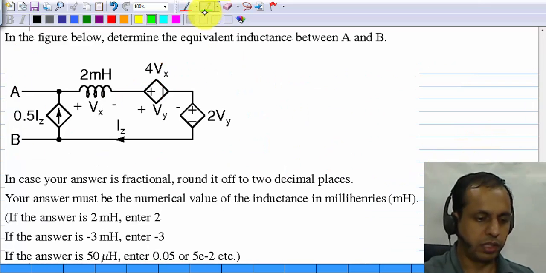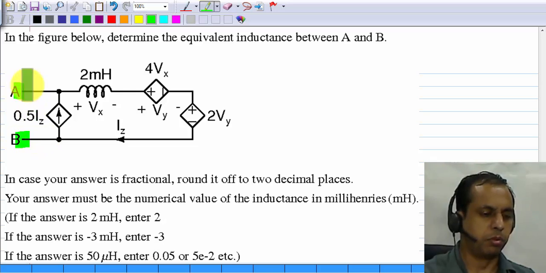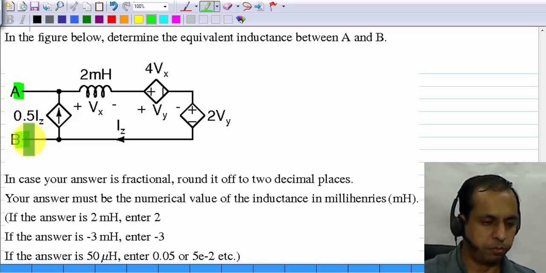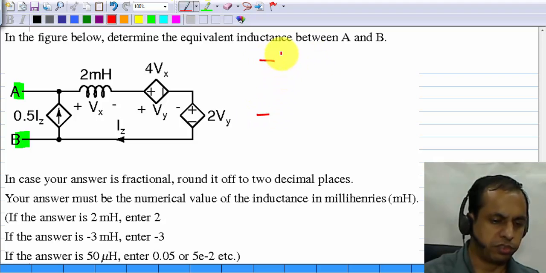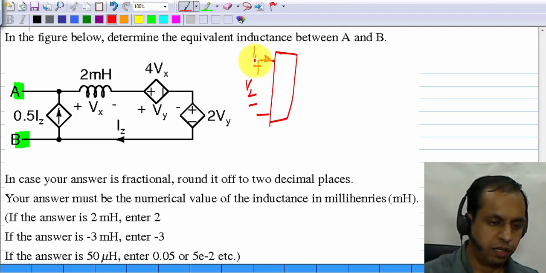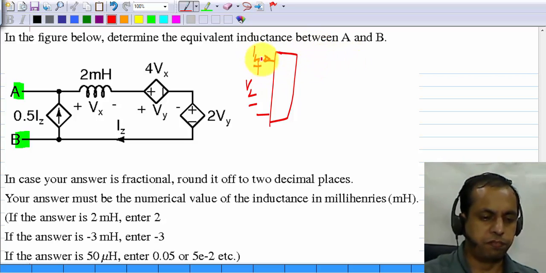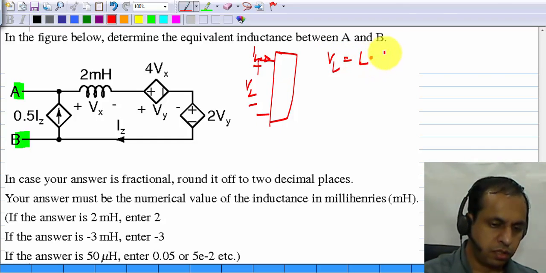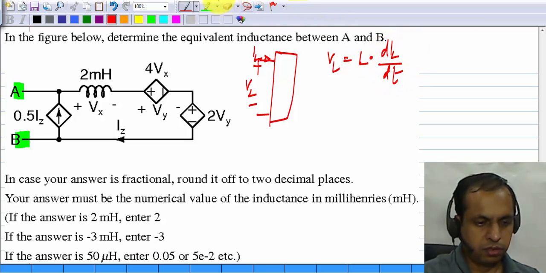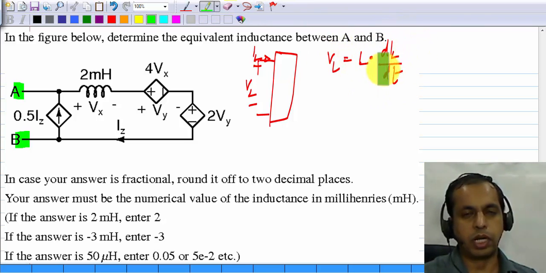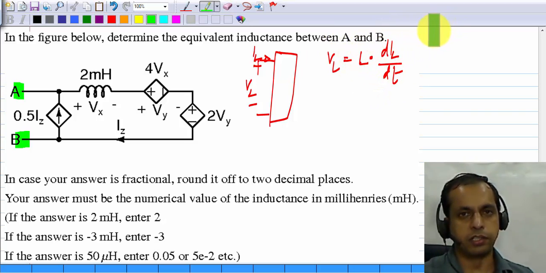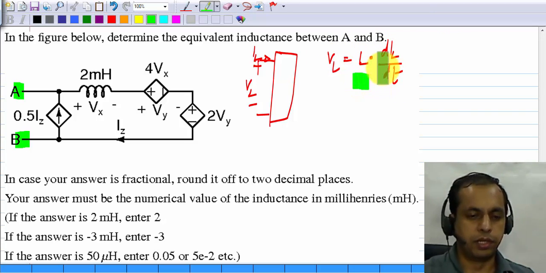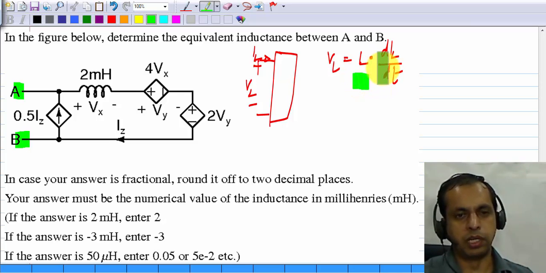Okay, here it's a similar problem. You are required to find the inductance between A and B. What does it mean? So if you have some box, and let's say you have a voltage VL here and a current IL, and if what is inside the box is an inductance, then VL and IL are related by this. The voltage will be proportional to the time derivative of the current. If that's the case, it's an inductance. And what's the inductance value? That is this L, the proportionality constant.